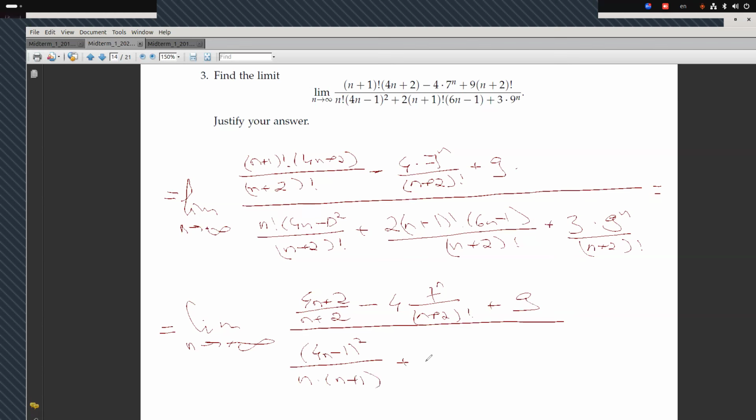This term goes to 12, and the last one goes to 0. So to complete the exercise, plug all these numbers together. We have 4 minus 0 plus 9, 13, divided by 16 plus 12, 28.